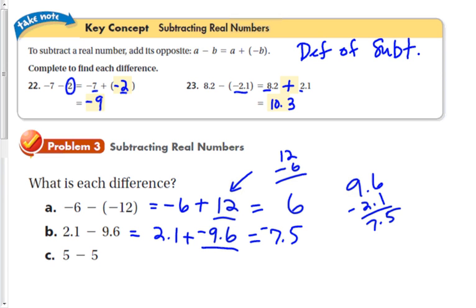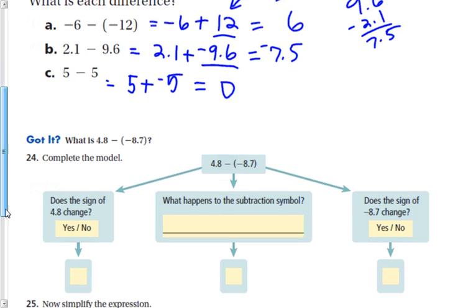is negative 7.5. Change this to adding a negative. So instead of subtracting positive 5, we're going to add negative 5. And when you add opposites, you get 0. All right, I'm going to try that.